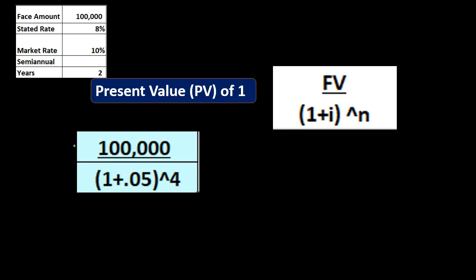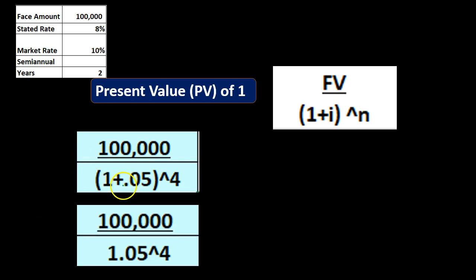Now, I recommend not doing this in Excel if you're going to do it like a formula here, because it's easier to write it on paper. Even if you have Excel, it's often easier to write something like this on paper and just do the algebra, meaning do one step at a time. We're going to add the 1 plus 0.05: it's 100,000 divided by 1.05 to the 4th.